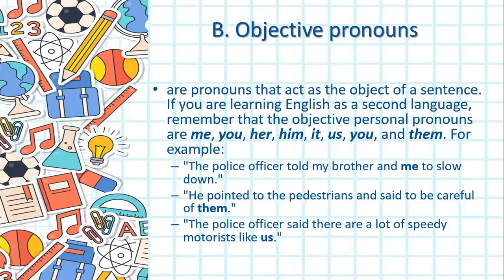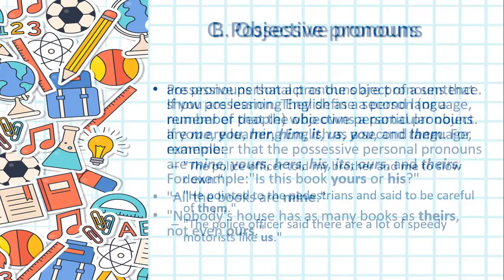He pointed to the pedestrians and said to be careful of them. Again, he is the subjective pronoun, them is the objective one. Then the police officer said that there are a lot of speedy motorists like us. So again, the police officer is the subject here, us is the object.